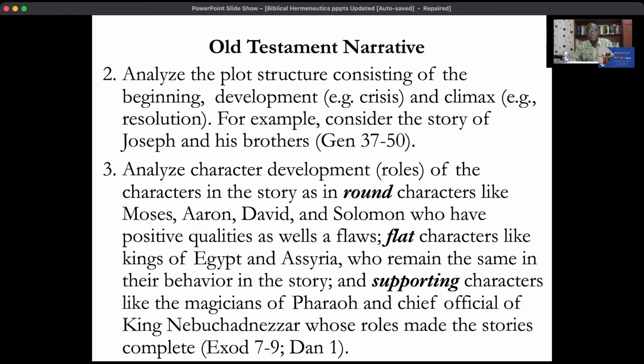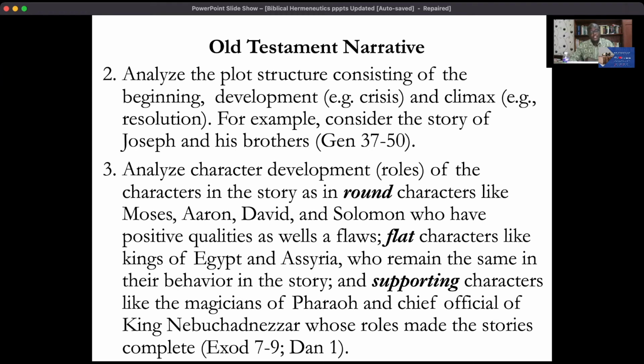Now, the second thing you do as you interpret the narrative text is to analyze the plot structure. The plot structure here consists of the beginning, the development, and the climax. So each story has three dimensions. The story begins, develops, whether you have crisis, and then climax, resolution. For example, consider the story of Joseph and his brothers, how everything started, and then Joseph found himself in a foreign land, and finally the story ended well.